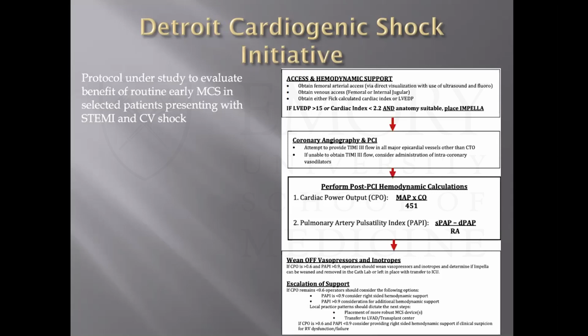And there's a couple of measures to think about, which is cardiac power output and the PAPI index. These are very simple measures that you can obtain with a right heart catheterization. So again, have a low threshold to get these measurements, helping you titrate support and think about placement, or whether you need to get these patients to even further support, such as LVAD, ECMO, whatnot.